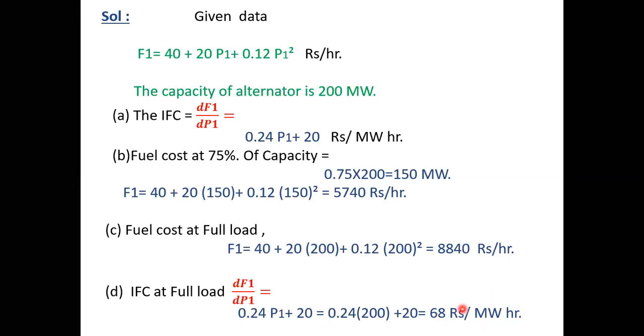extra amount. So how much extra amount are we going to spend? 68 rupees. That is nothing but incremental fuel cost. Means when you are increasing the power generation by 1 megawatt for 1 hour, how much money are you going to spend extra? That is nothing but incremental fuel cost. In this example, we are going to spend 68 rupees for 1 megawatt operated for 1 hour. So that is the meaning of incremental fuel cost.